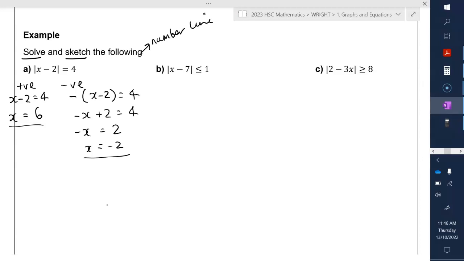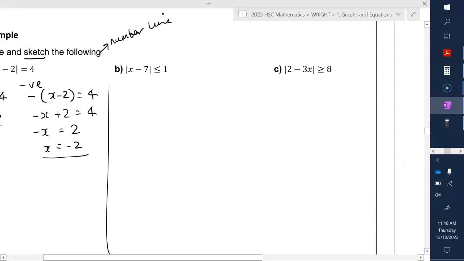Okay, there's going to be 2 points on the number line, so I don't think we'll bother sketching those in there. Let's have a look at the next one. The absolute value of x minus 7 is less than or equal to 1. We need to solve that one.